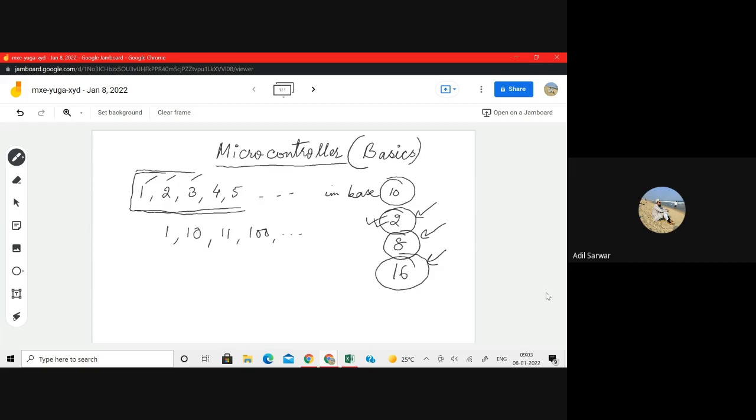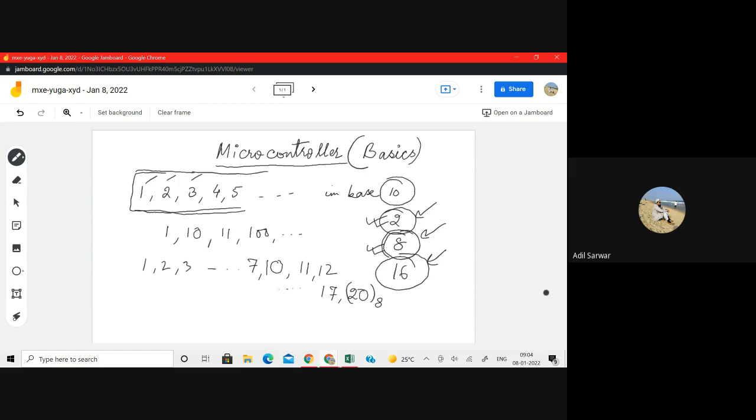And if I am dealing with octal representation of these same numbers, they can be represented as 1, 2, 3, 4, and so on till 7. There is no problem. When I reach 8, I won't be writing 8, I would be writing 1 0 rather. And then 1 1, 1 2, and so on till 1 7, and then again I will be writing 2 0. So these are all in octal base.